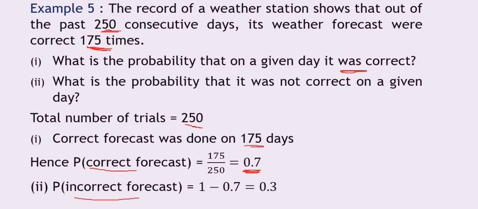Now the incorrect forecast, getting it wrong. So here we have not done. So what you could do here, if 175 times it is correct, then how many times is it wrong? So 250 minus 175, that is 75. So in 75 cases it is wrong. So you get 75 upon 250 is 0.3. But here we did not find the answer by that method. The total probability of any experiment is always 1. So if from 1 I subtract the correct, that is 0.7, I will get the incorrect.